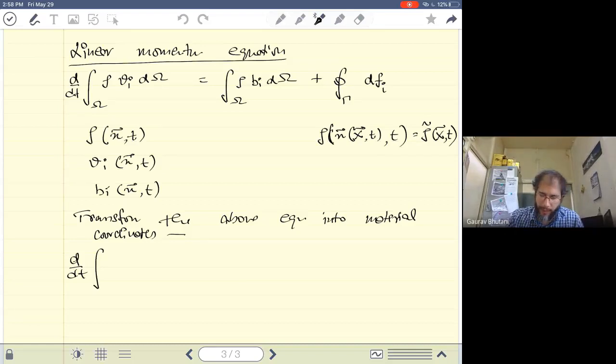Similarly, we have a corresponding function for vi, which is a function of capital X and t. You simply have to substitute small x as a function of capital X and t into the functional form, and you get these tilde functions. And they're different because the function will look different. So bi as a function of capital X and t becomes bi tilde. So that is what we do here. So we get rho tilde.